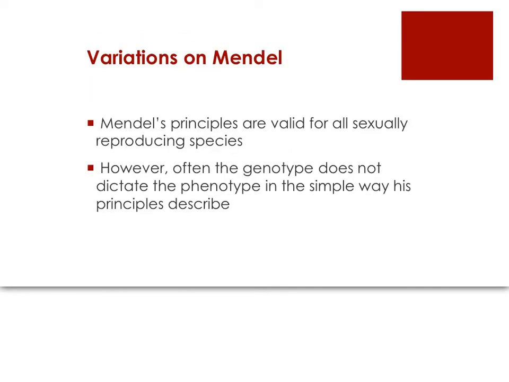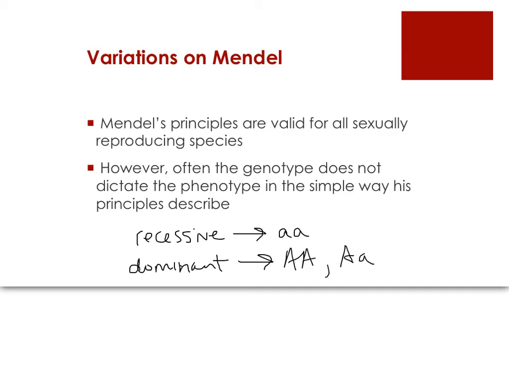So what we're looking at here is variations on what Mendel found, or non-Mendelian genetics. Mendel's principles are valid for all sexually reproducing species. However, often the genotype does not dictate the phenotype in the simple way his principles describe. So his principles say if you are showing the recessive phenotype, then you must have a homozygous recessive genotype. And if you are showing the dominant phenotype, then you either have a homozygous dominant genotype or a heterozygous genotype, but there are variations on this.